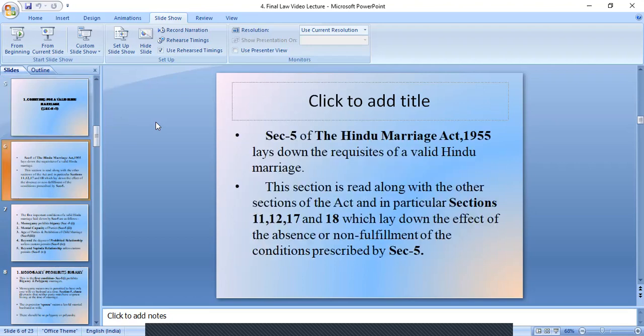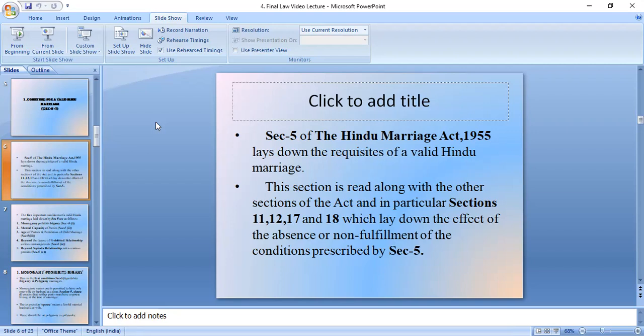Section 5 of the Hindu Marriage Act 1955 lays down the requisites of a valid Hindu marriage. This section is read along with the other sections of the Act, and in particular sections like section 11, 12, 17 and 18, which lay down the effect of the absence or non-fulfillment of the conditions prescribed by section 5.